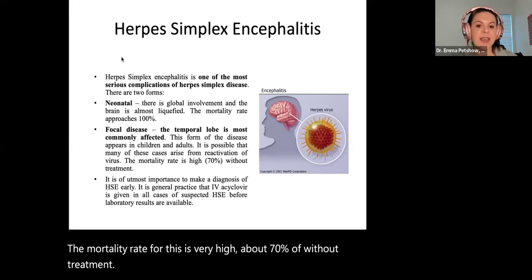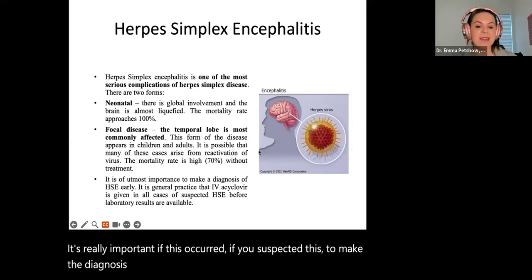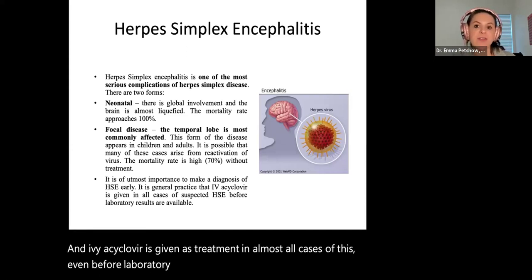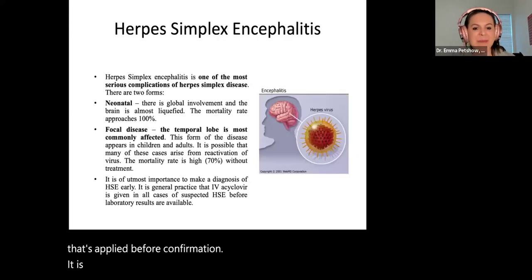It's really important, if you suspected this, to make the diagnosis early. IV acyclovir is given as treatment in almost all cases of this, even before laboratory results are available. So there's treatment that's applied before confirmation. It is rare to have this complication, but HSV is the most common cause of this complication.